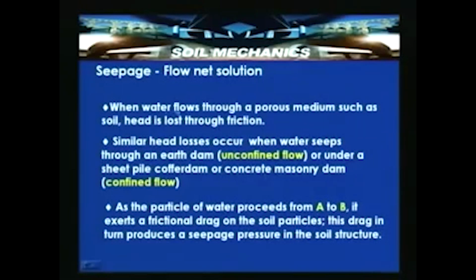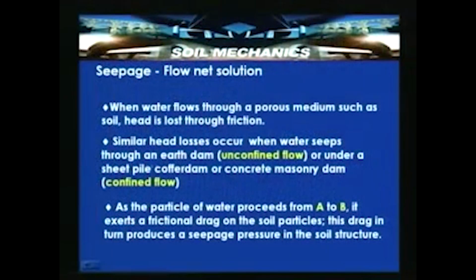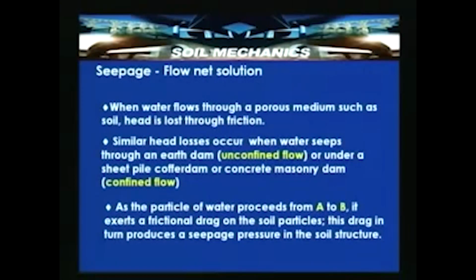When water flows through a porous medium such as soil, head is lost through friction. So, if you recollect, when water flows through a soil medium or a porous medium, head is lost through friction. Similar head losses occur when water seeps through an earth dam. That is an example for unconfined flow conditions, an earth dam. And under a sheet pile coffer dam or a concrete masonry dam, the confined flow conditions can be provided.